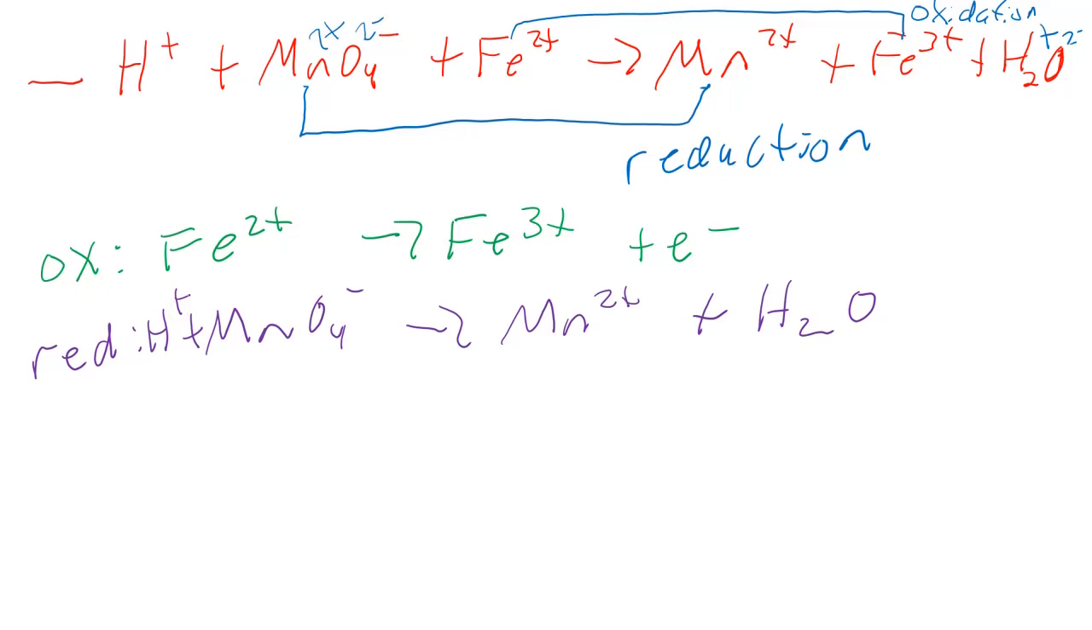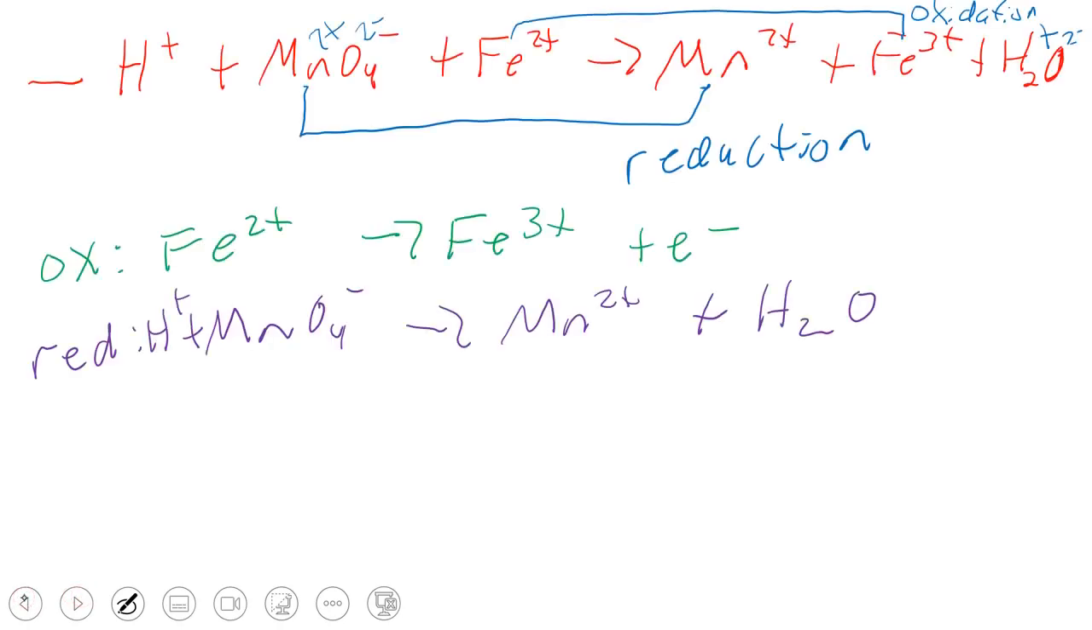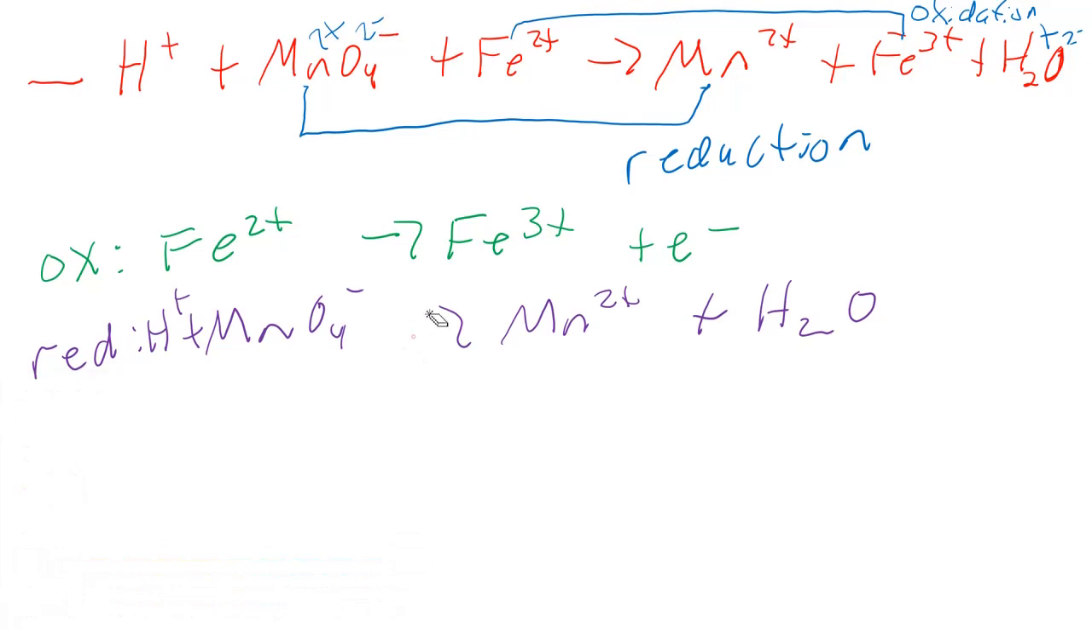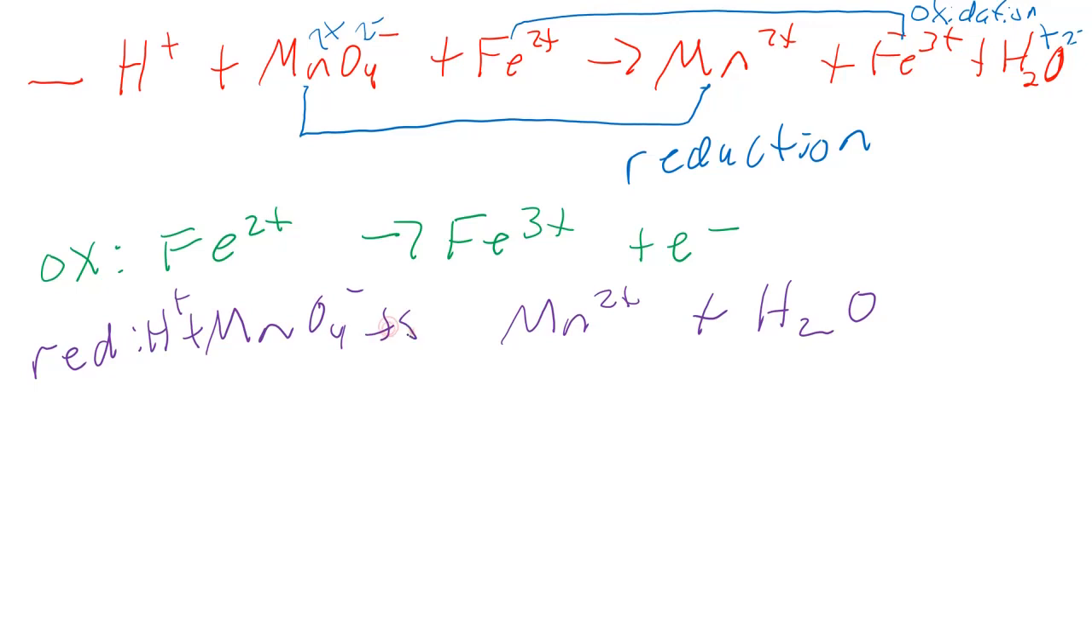So now with this reaction, the other thing I need to include is the number of electrons that we gained or lost. So we went from a 7 positive to a 2 positive charge, which means that we gained 5 electrons. So we need to take that into account as well.